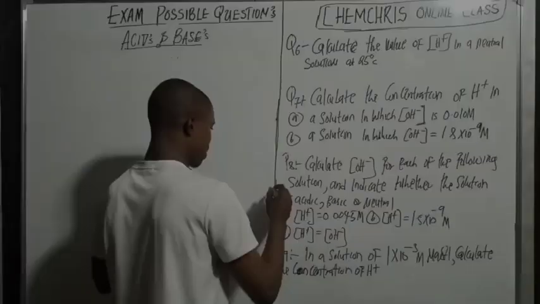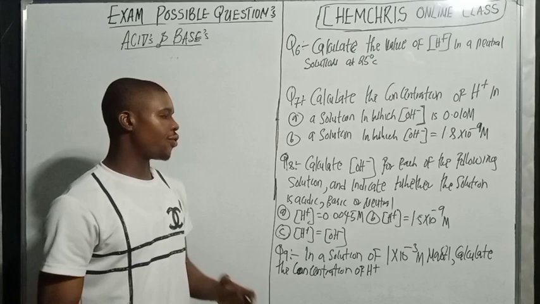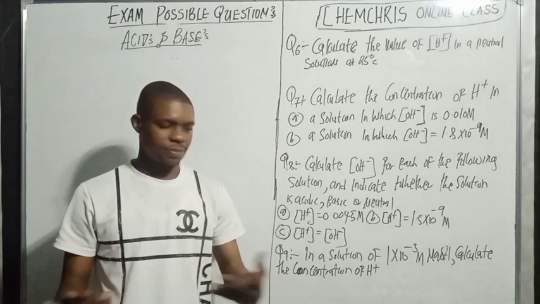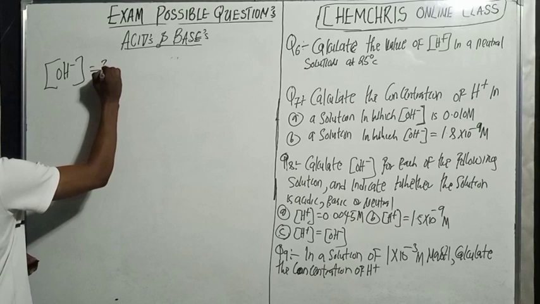Now what is question 8? Calculate the OH minus concentration of hydrogen ion. For each of the following solutions, indicate whether the solution is acidic, basic, or neutral. So how would you do that? So now here we have OH minus. They want us to look for the same, right? Now they say we have H plus concentration.